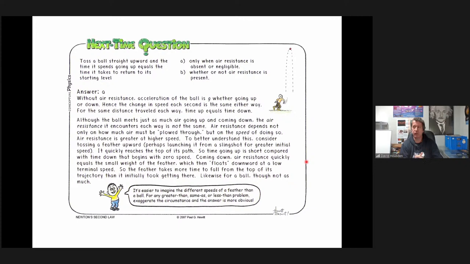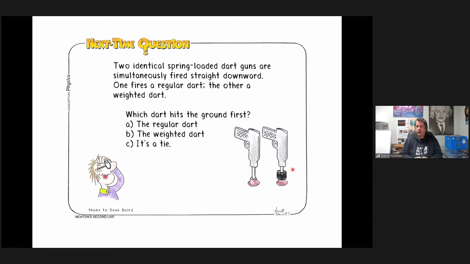Given the time, we've only got 6 minutes left, and I'd like to give you a couple more. So here's another one. Maybe I'll start on the line this time. We'll just work through these things. This one's about things landing on the ground, hopefully a little bit easier. Two identical spring-loaded dart guns are simultaneously fired straight down. One fires a regular dart, the other a weighted dart. You can see the weighted dart there on the right. Which dart hits the ground first? The regular dart, the weighted dart, or is it a tie?